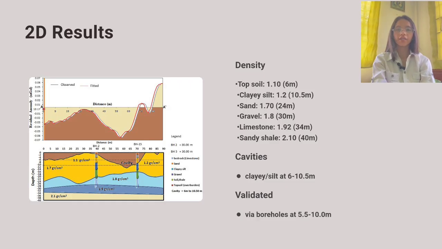So this is the final 2D model result, which identified several layers: topsoil, clay silt, sand, gravel, limestone, and sandy shale. Cavities were detected in the clayey or silt layer at 6 to 10.5 meters depth, confirmed by the borehole data. So this agreement with drilling results increased the researchers' confidence in the method.